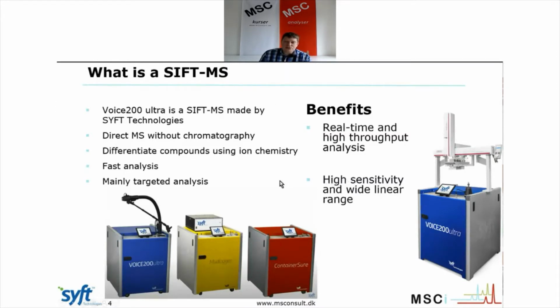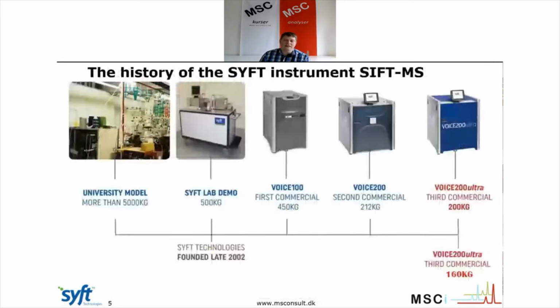In addition to being a really fast instrument, it also has high sensitivity and a wide linear range. So you can measure some compounds at high ppm levels while you measure other compounds at low ppb levels, for instance. But of course, it has some limitations that I'll get into later.